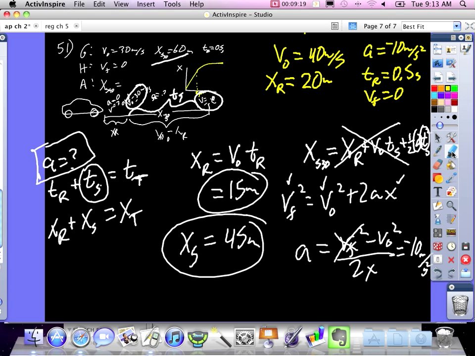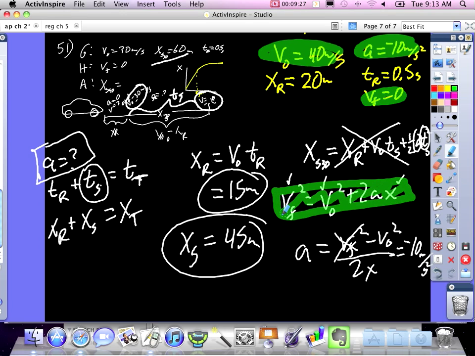So we just take this, this, and this with that equation and find the final distance. So I will do that again in yellow. So I use VF squared equals V0 squared plus 2AX. X is VF squared minus V0 squared all over 2A. VF is 0. So this one is negative 1600 divided by negative 20. So 80.